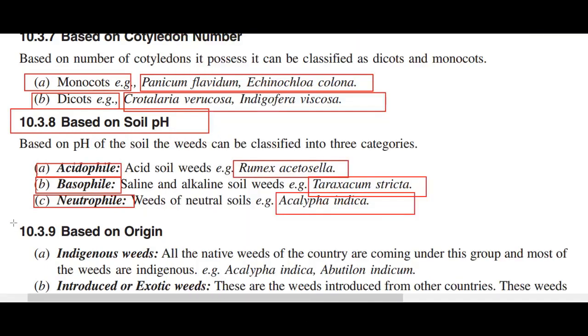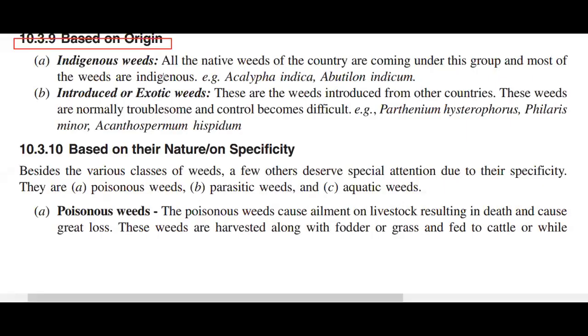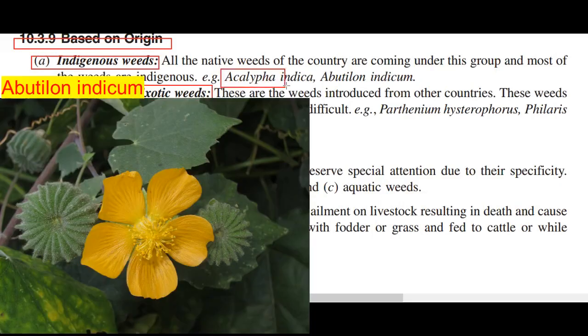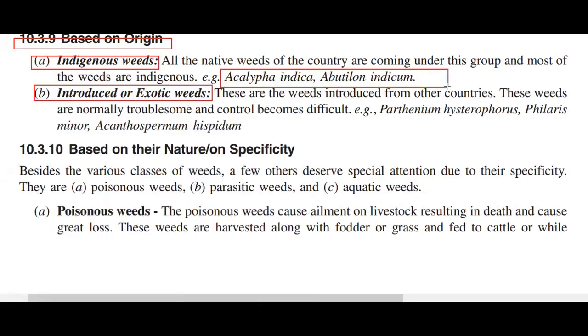Now the next is based on origin. So as per origin, weeds are also classified, that is number 9. Based on origin, the first is indigenous weeds, and the second is introduced or exotic weeds. So indigenous weeds means the native weeds of the country, and most of the weeds are indigenous. Examples are Acalypha indica and Abutilon indica. So that is a native of India. That's why it's an indigenous weed.